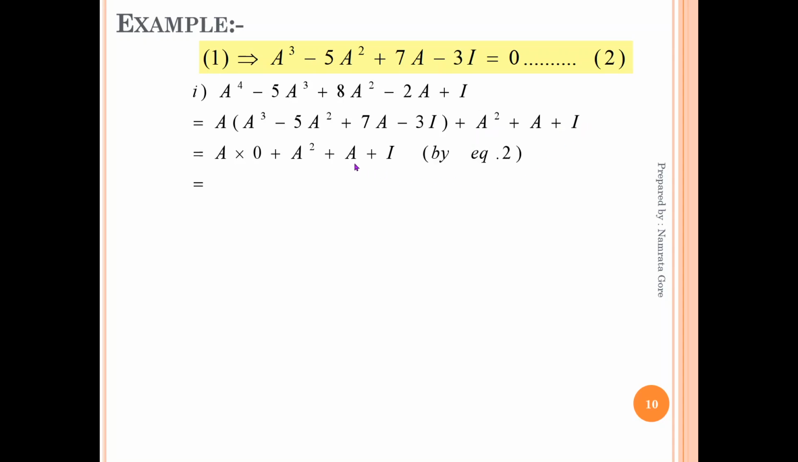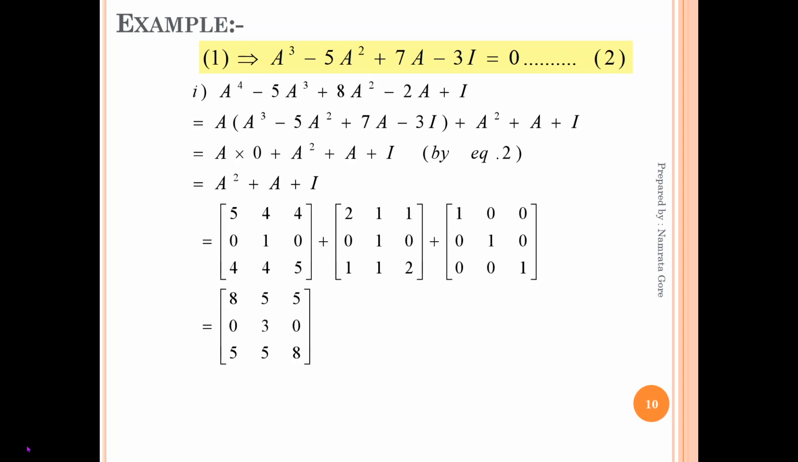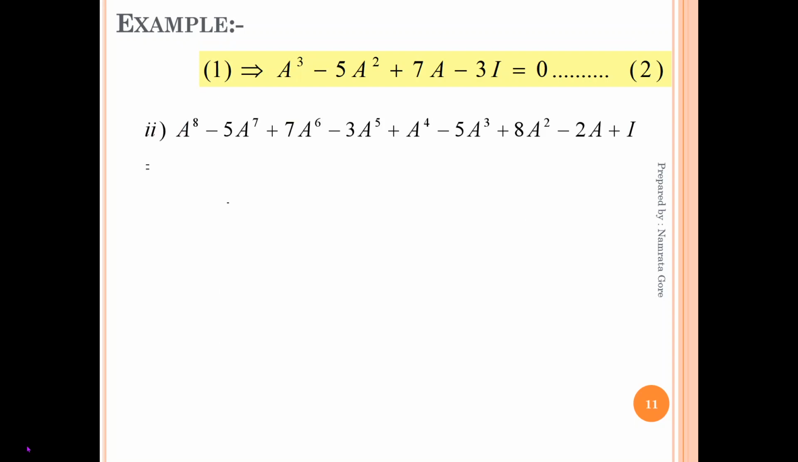Now the given characteristic equation for the given polynomial is of higher power than A square, and therefore we have this expression as A square plus A plus I. We cannot reduce it further. And now to get the matrix for this expression, we substitute the values of A square plus A plus I, and finally we get the polynomial in the form of matrix as 8 5 5, 0 3 0, 5 5 8.